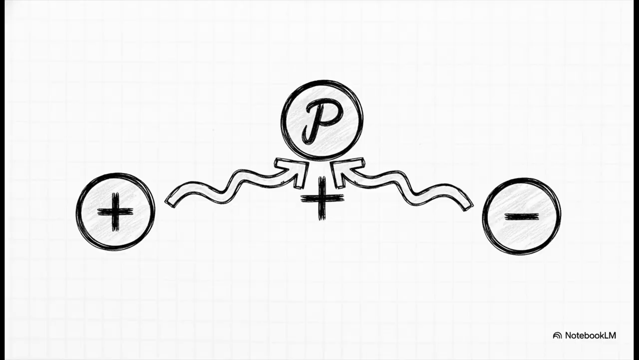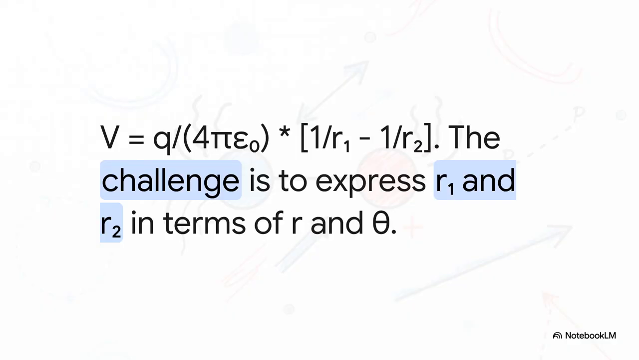Simple as that. So, when we apply that principle, this is the equation we start with. The total potential, V, is the charge Q divided by this constant, 4 pi epsilon naught. That's just a fundamental constant of the universe. And all that is multiplied by the difference between 1 over R1 and 1 over R2. Now, the real puzzle here is to figure out how to rewrite R1 and R2 in terms of things we can actually measure, like that distance R and the angle theta.